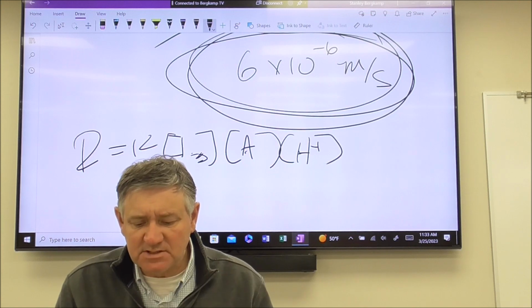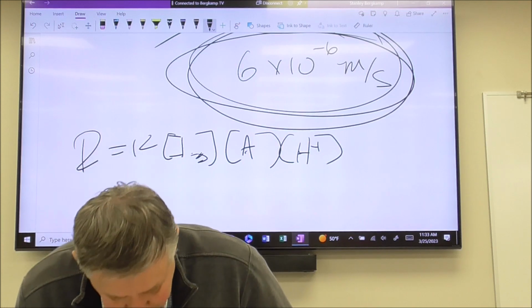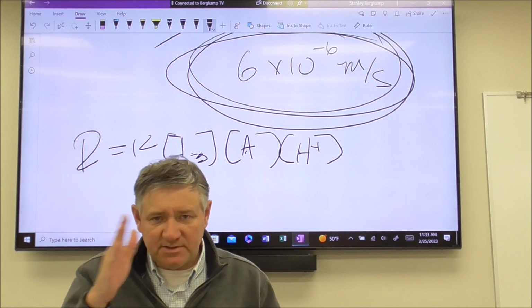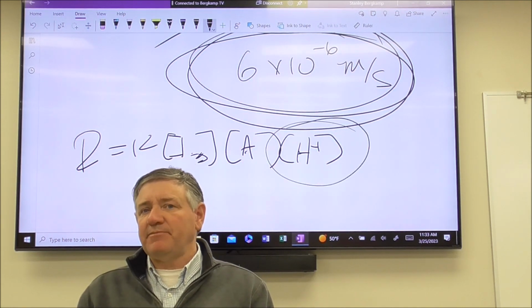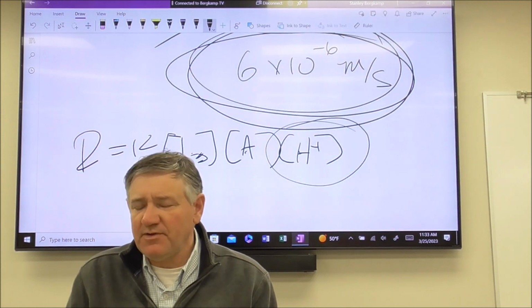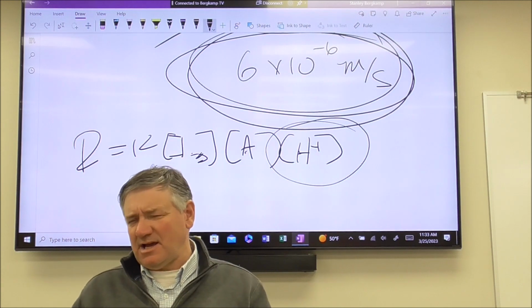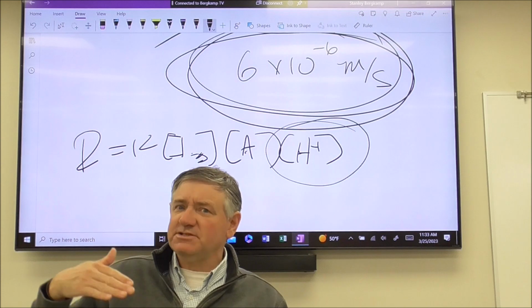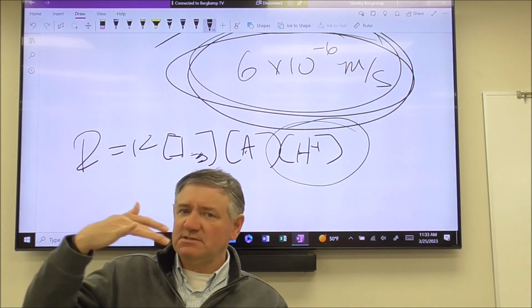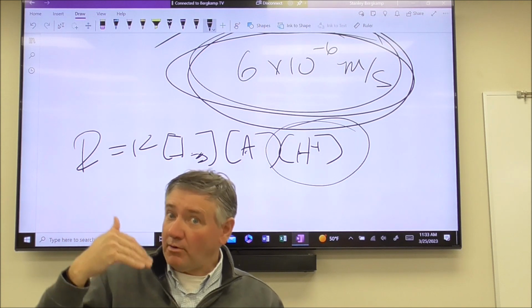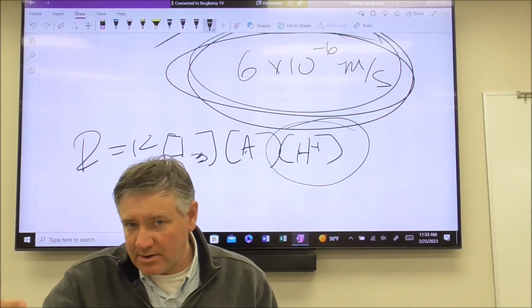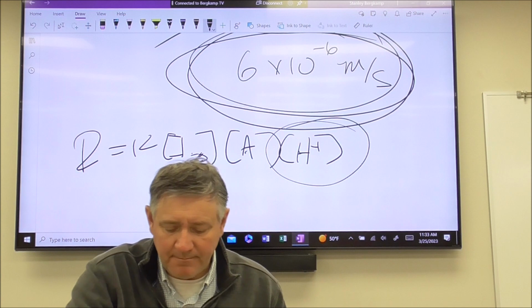Now, this is why we know this isn't an elementary step reaction, because what you'll see is the concentration of the hydrogen actually impacts the rate of this thing. And you wouldn't think it would. It's like, oh, hydrogen is a product, how can that happen? What that tells you is that this is not a simple one-step reaction. There's a wizard behind the curtain pulling some levers that are somehow going to include that hydronium ion.